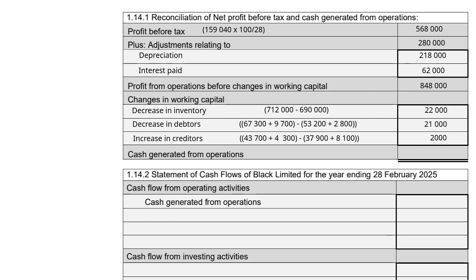So our total changes in working capital will then be 22,000 plus 21,000 plus 2,000 to give you 45,000 Rand. So your profit from operations before changes in working capital plus your changes in working capital then gives you a cash generated from operations of 893,000 Rand.